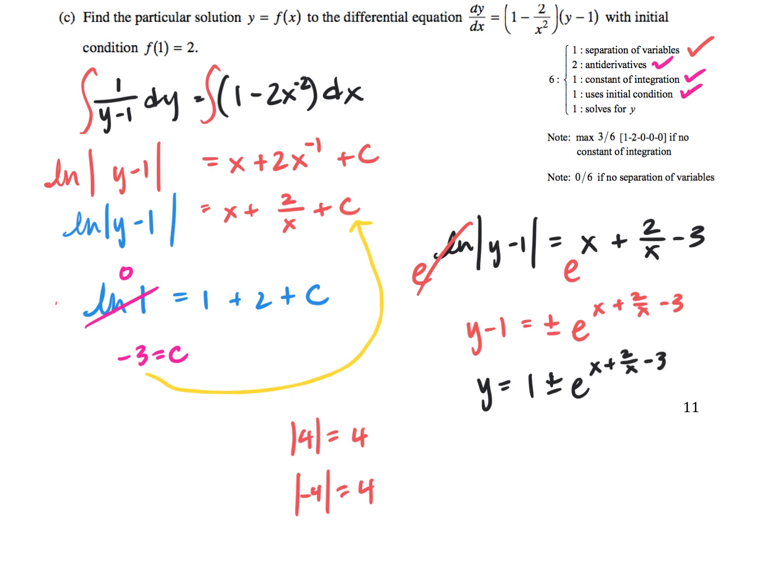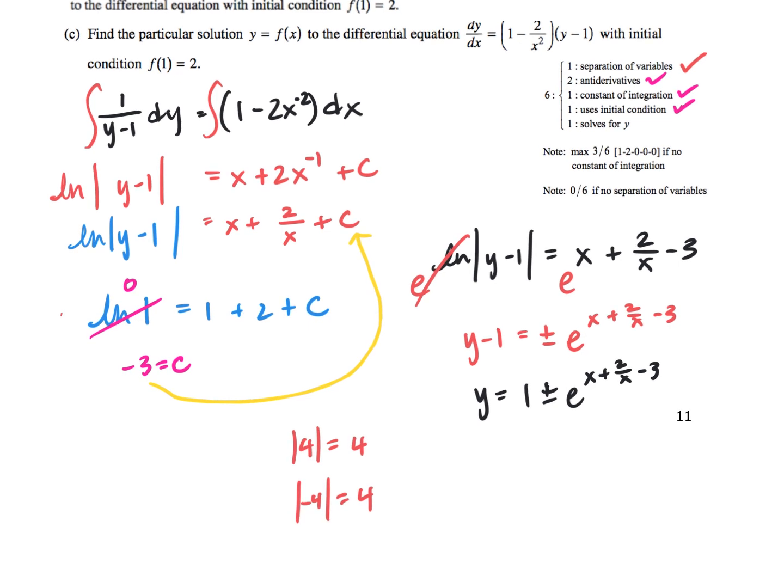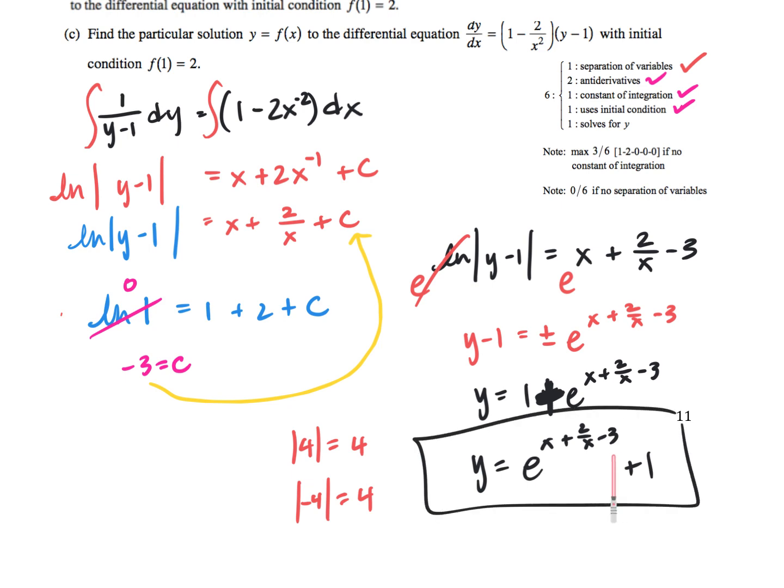Now, fun fact. Do we actually need the plus or minus in this case? You just need the plus, because my y needs to be a positive 2. So you're saying my answer should have been 1 plus e to the x plus 2 over x minus 3, with the plus 1 at the end. If there was a plus or minus, would we have to do parentheses or something? Nope, we're all good. Just make sure that plus 1 is not in your exponent.